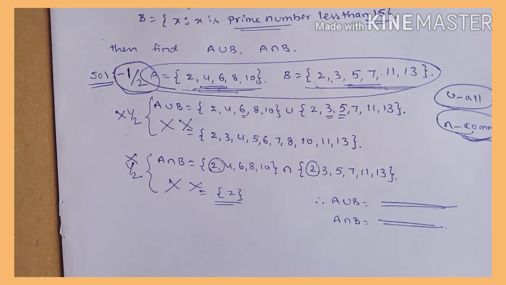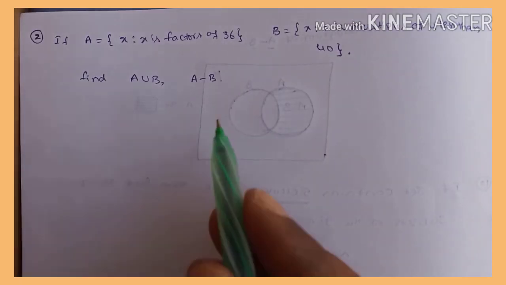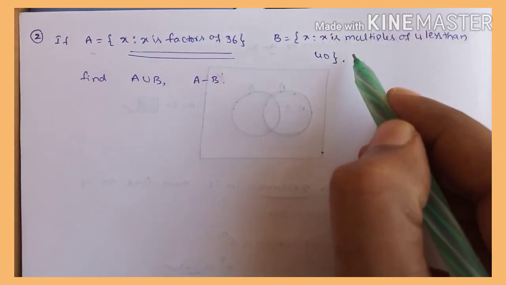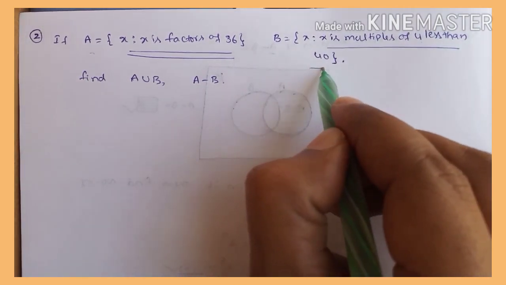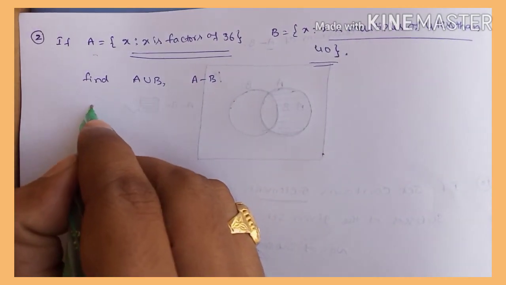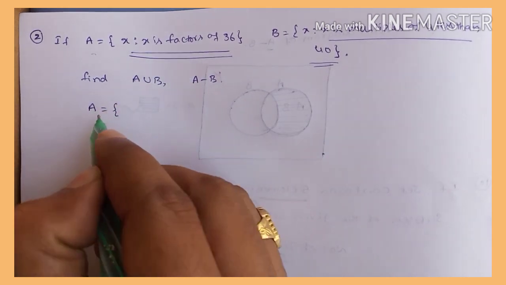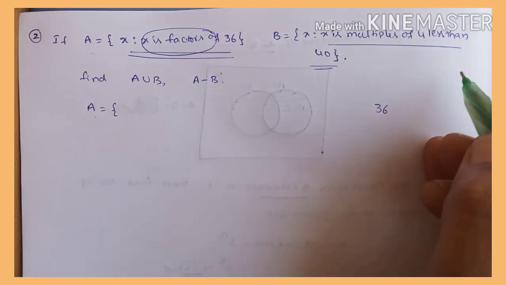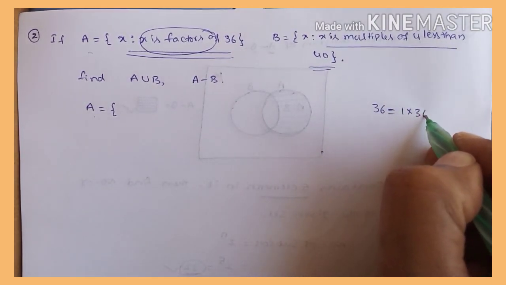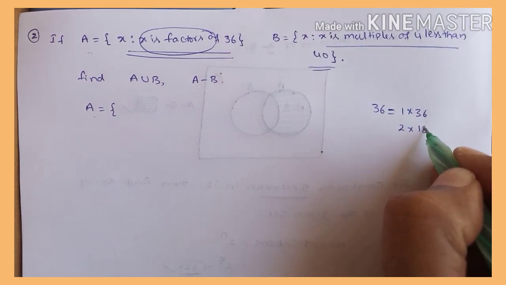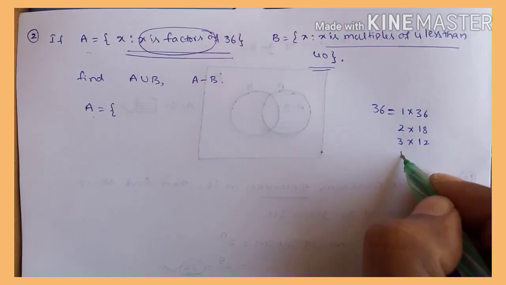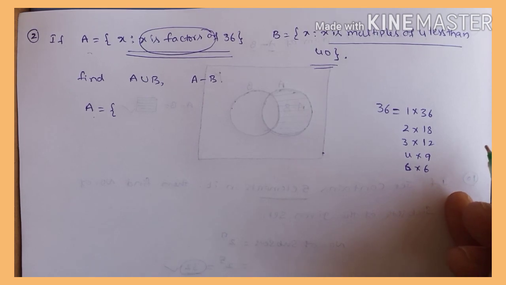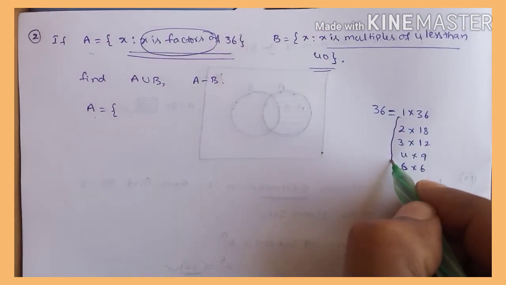Okay, let's go for the next bit. Now the problem: x such that x is a factor of 36, and the second one is a multiple of 4 less than 40. Using the given two conditions, you have to write two sets. Set A is equal to factors of 36. What are the possible factors? 1 times 36, 2 times 18, 3 times 12, 4 times 9, 5 is not possible, 6 times 6 is 36. These are the possibilities, so these all are factors, in order.